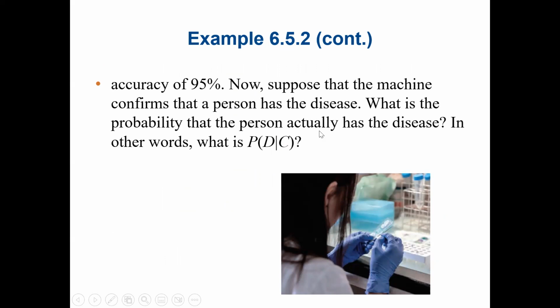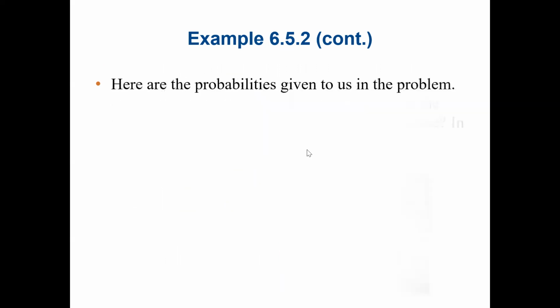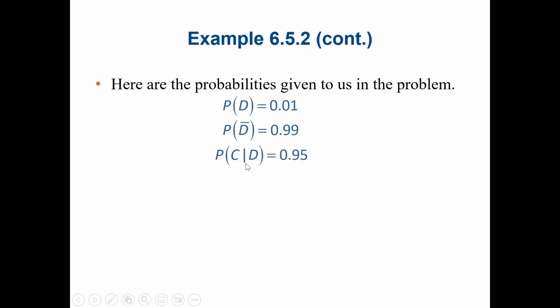Now, suppose that the machine confirms that the person has the disease. What is the probability that the person actually has the disease? In other words, we are looking for probability of D given C. So here are the probabilities given to us in the problem. First, we know the probability of D is given to be 0.01. So probability of D complement will be 0.99. Also, we know probability of C given D is 0.95, is given to us. And also probability of C given D complement is given to us to be 0.15.